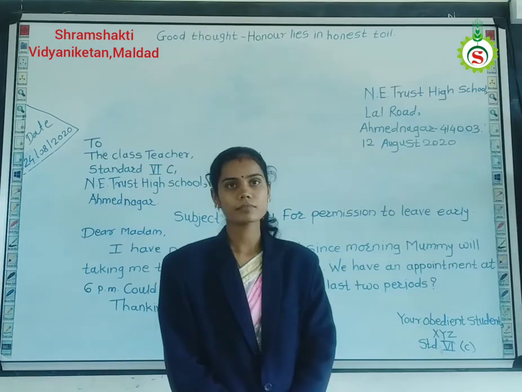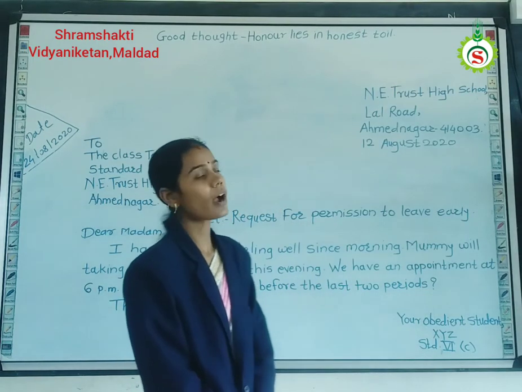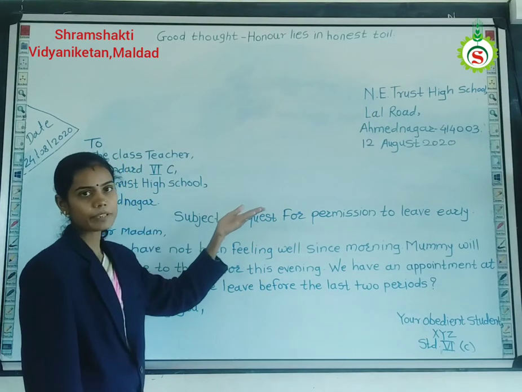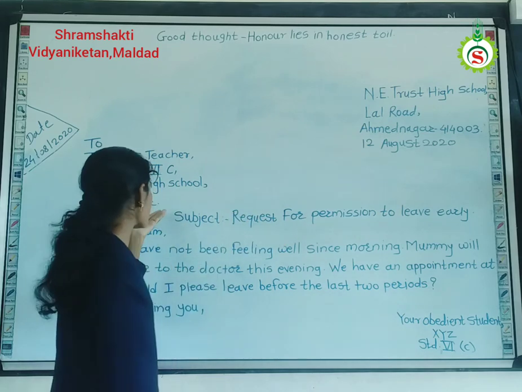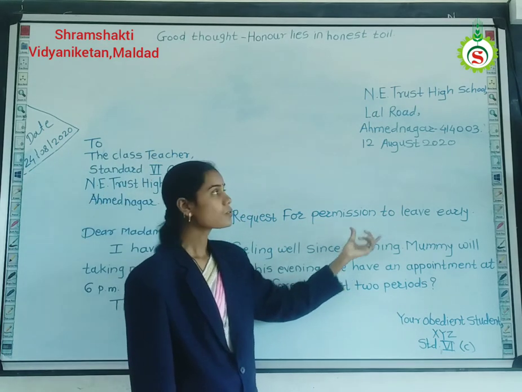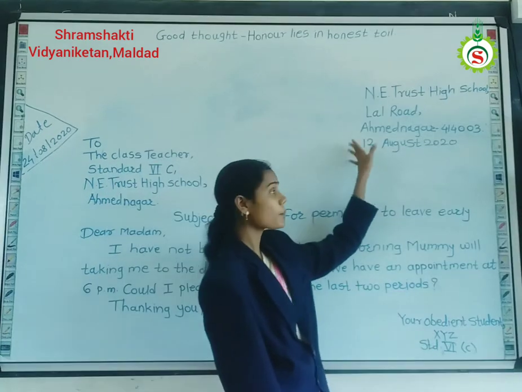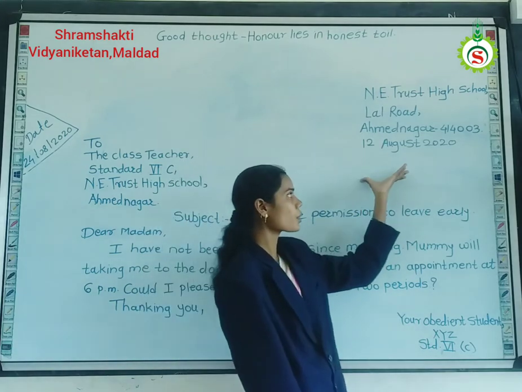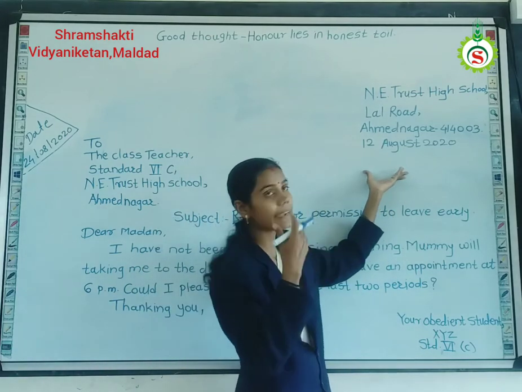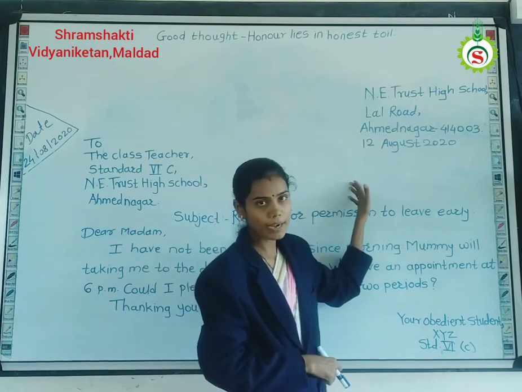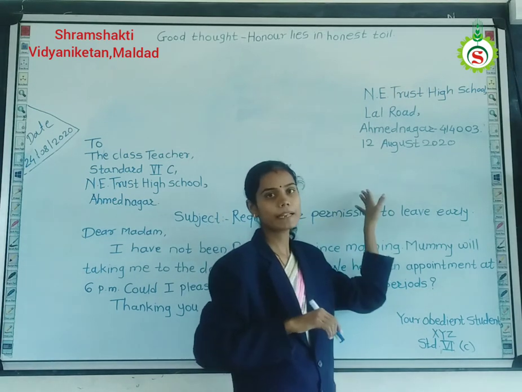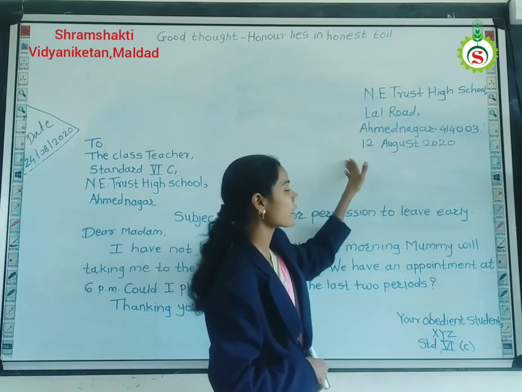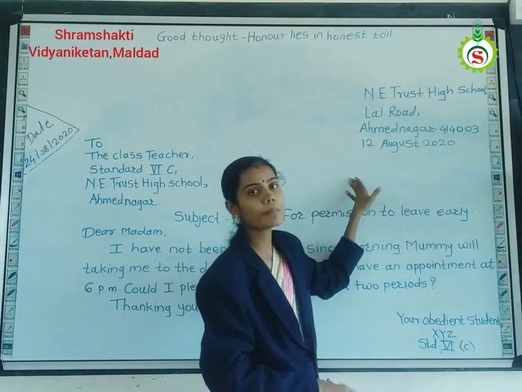Okay students? So, see on the whiteboard. This is a letter asking permission from your class teacher to leave early. First, suppose this is your notebook page, at the corner of your right hand side, you write your address. Now you are present in a school, so you write a letter from school. So here you write the address of your school.